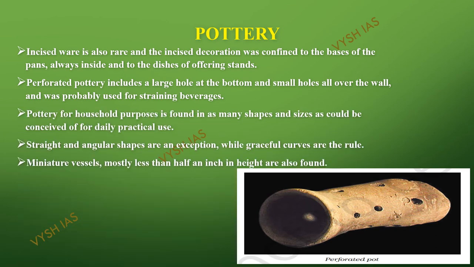There are also other types of pottery, like incised ware, which has also been found. Perforated ware is something that has holes in the bottom, which might have been used as stands for keeping the dishes. This one you see here is a perforated one, which might have been used like the modern day filter we use for straining juices, tea, coffee and all. It has a large hole at the bottom and small holes all over the wall. Its purpose was to filter whatever beverage we use in that.